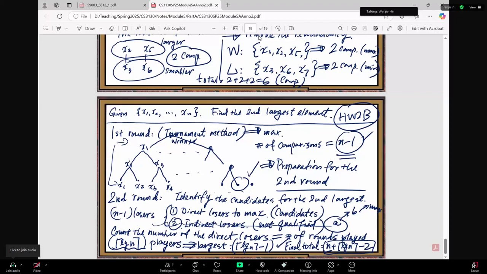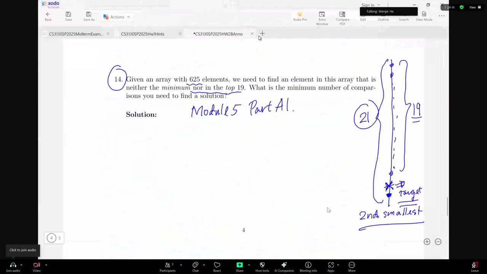Okay. All right. So let me go back to change. It's not A1, it should be A2.